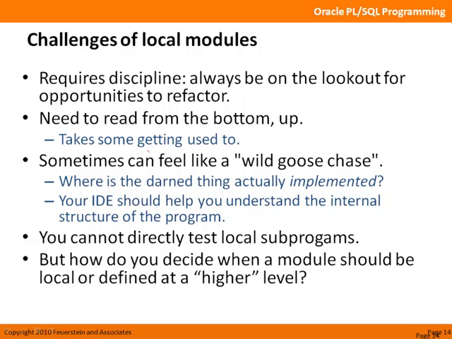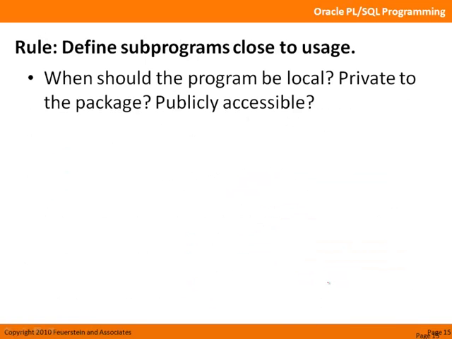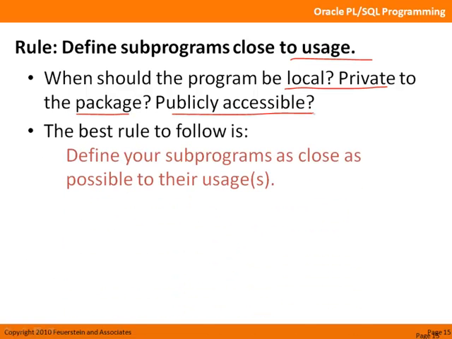And really, that leads us to the last basic question around writing tiny chunks of code. How do you decide when a module should be defined at a local level or at a higher level? My feeling is you should define subprograms as close as possible to their usage. So when should it be local, private to the package, publicly accessible? Well, take a look at how it's being used. If that subprogram only is needed inside another program, in other words, its logic is so specific that it doesn't make any sense outside of it, then leave it nice and local.